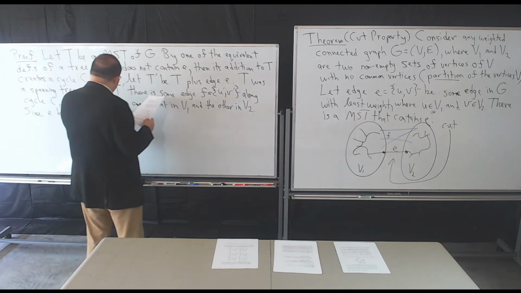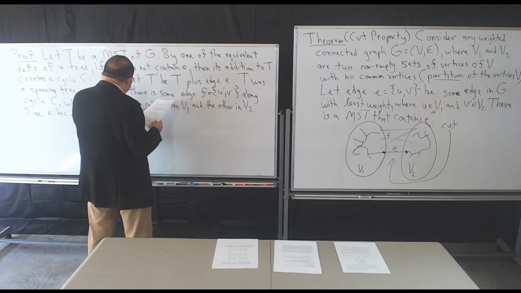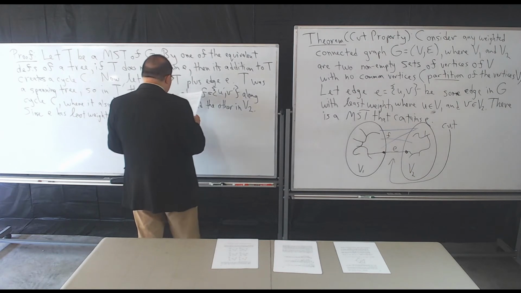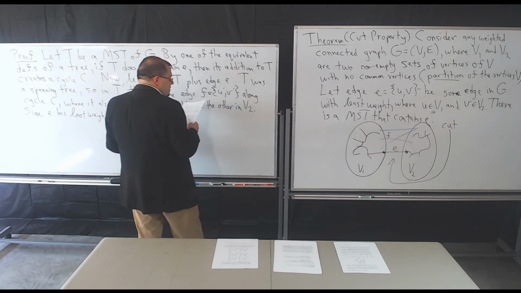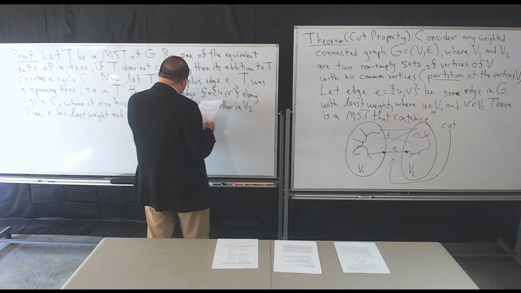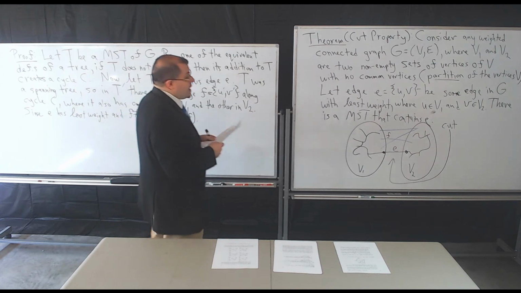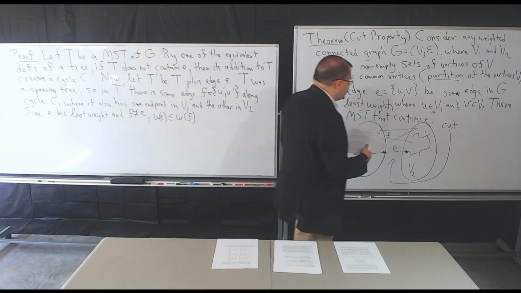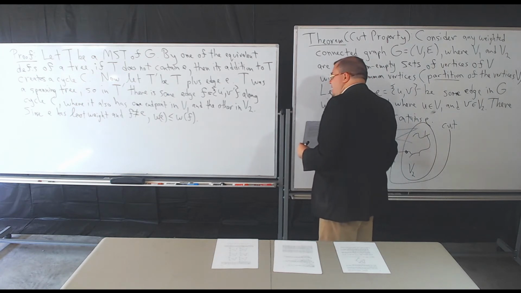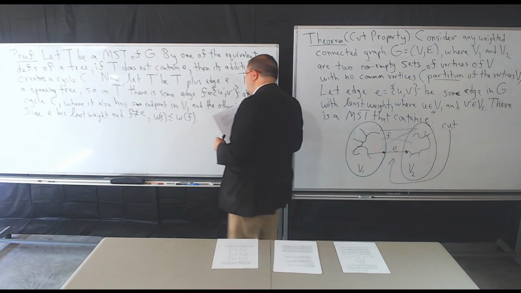and F is not equal to E, because they're not the same edge, right? F is not equal to E. What does that mean? Well, it means the weight of E has to be less than or equal to the weight of F, because this is a least weight edge that's across this cut, right? So it's either going to be the same weight as F or potentially smaller. Does everybody see that?